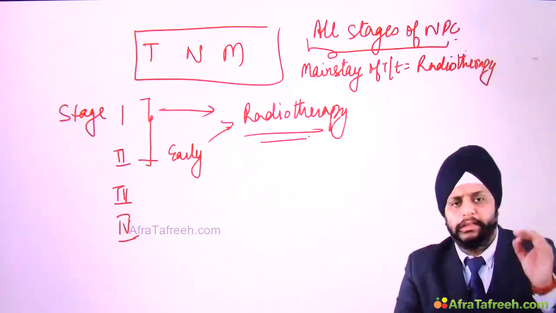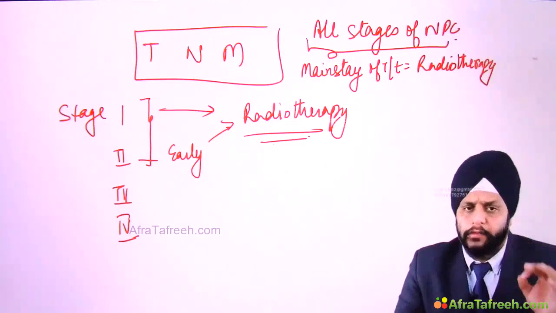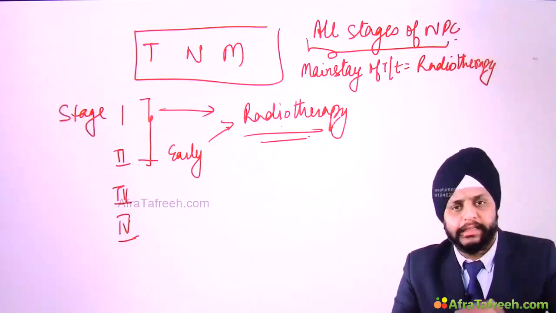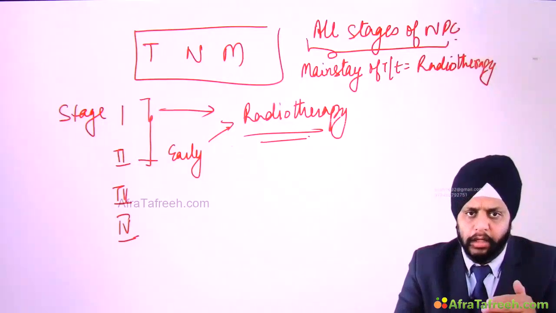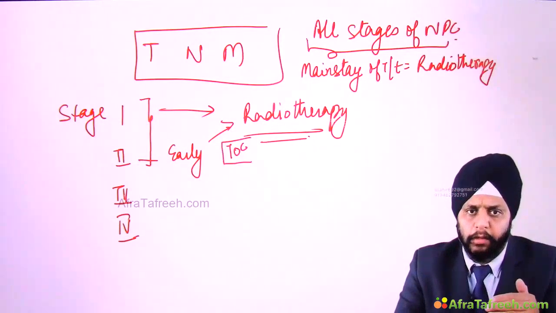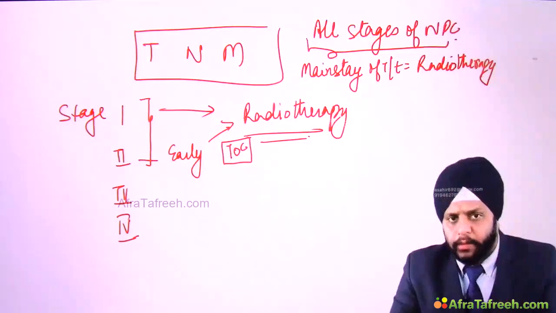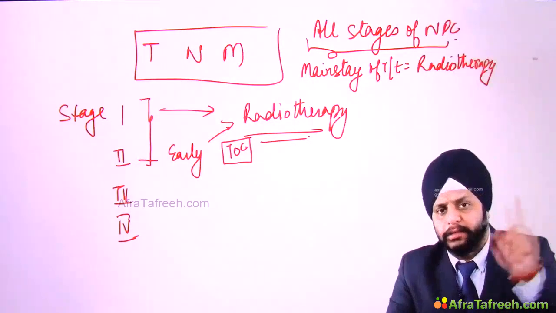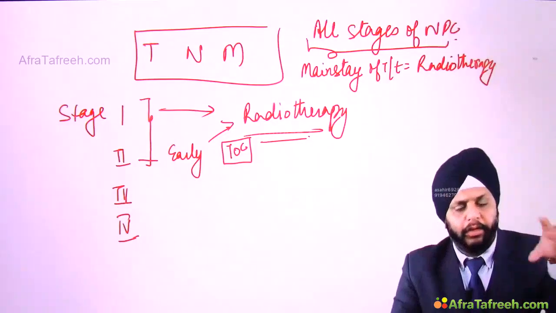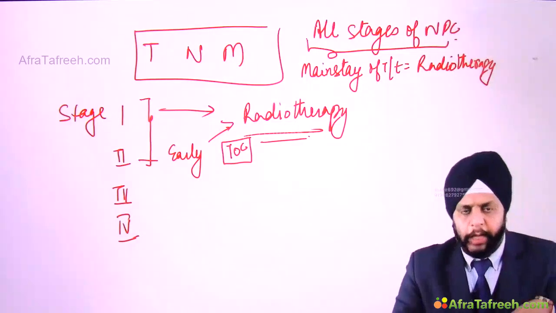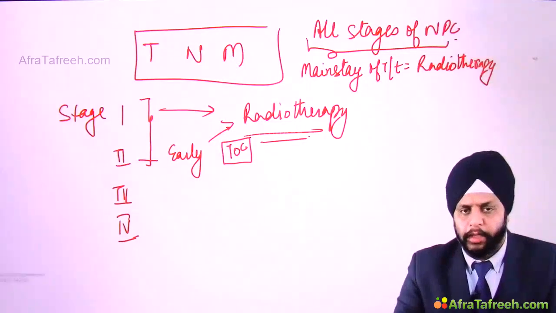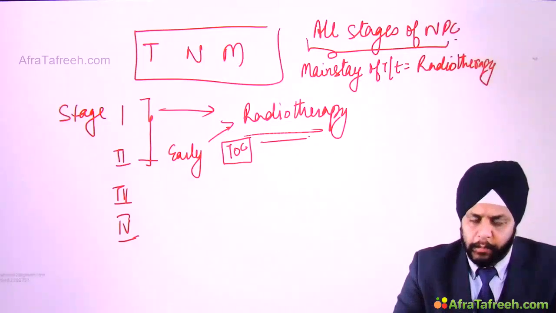Okay, now in stage 1 and early stage 2, radiotherapy itself is enough. So in early stage 2 and stage 1, radiotherapy is the treatment of choice. So remember, the term treatment of choice is different from mainstay of treatment. With mainstay, you are giving 2 or 3 treatments, but the main treatment is radiotherapy. Treatment of choice means you give a combination of treatments that together become the treatment of choice.